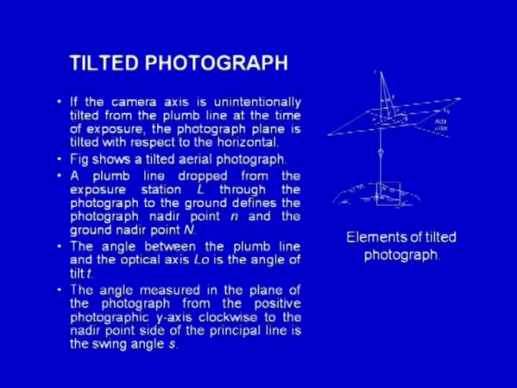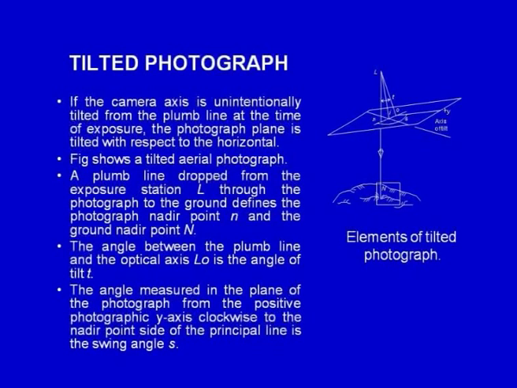Many a times what happens is, when the photography is taking place, due to many factors, it is not possible to maintain the camera axis coincident to the plumb line. And thereby it moves away from the vertical and is now at a small angle, which we call the tilt of the camera.